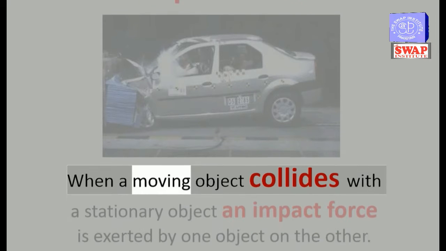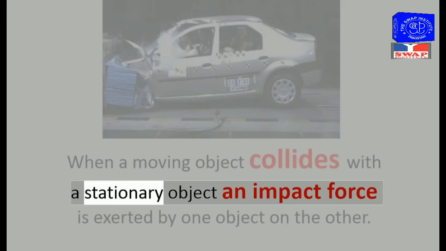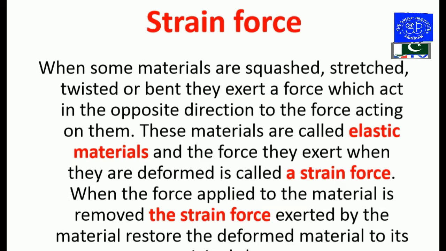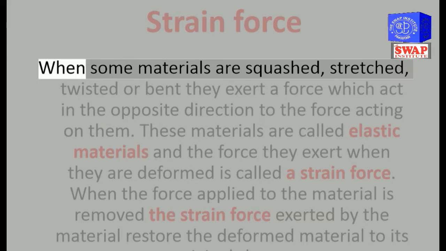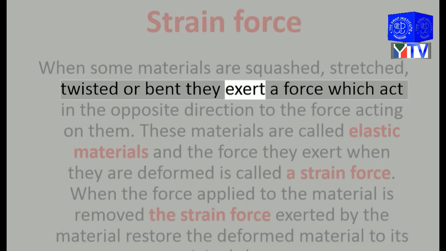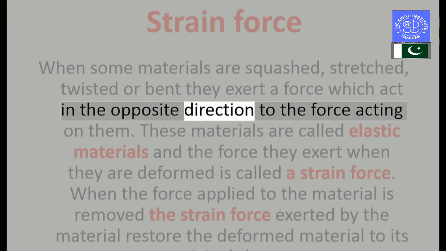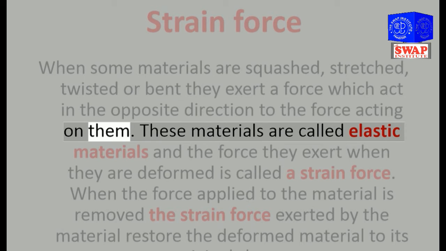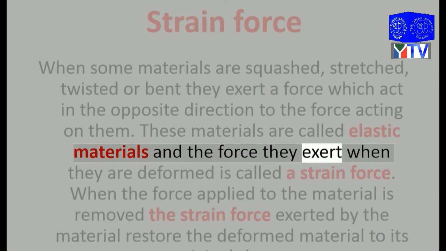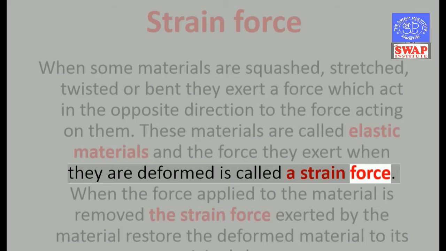Impact force. When a moving object collides with a stationary object, an impact force is exerted by one object on the other. Strain force. When some materials are squashed, stretched, twisted, or bent, they exert a force which acts in the opposite direction to the force acting on them. These materials are called elastic materials, and the force they exert when they are deformed is called a strain force.